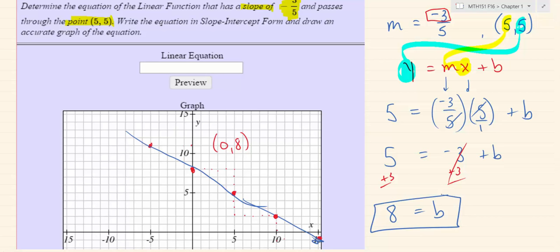So let's put it all together. So the equation is going to be y equals the slope, which is negative 3/5, times x plus the y-intercept, which was 8. Y equals negative 3/5 x plus 8.